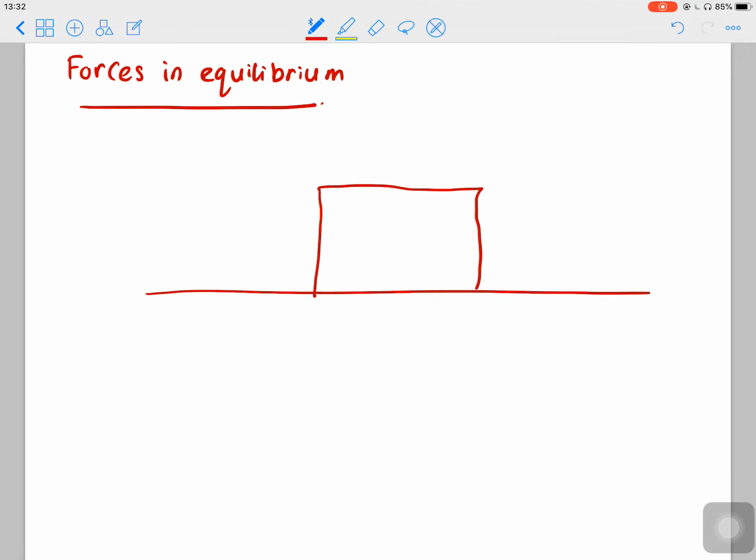So we have an object over here. Let's say this object is at rest, all right? When you say the word at rest, that means it is static. No motion, no movement, no velocity on the ground or on any surface. So when an object, of course, has mass on the earth, it has weight. So weight always points downward.